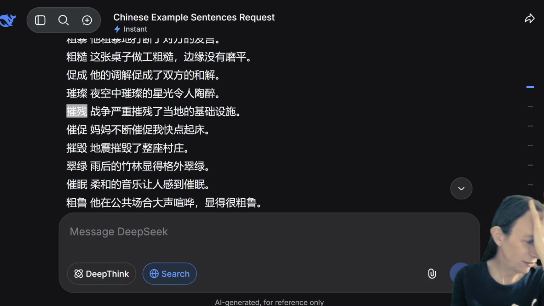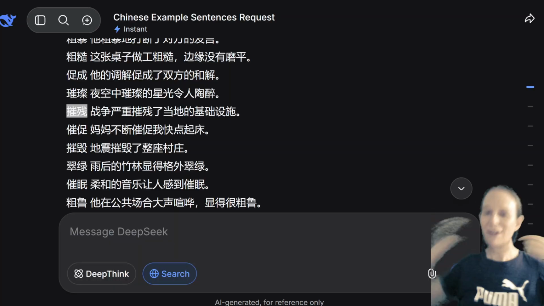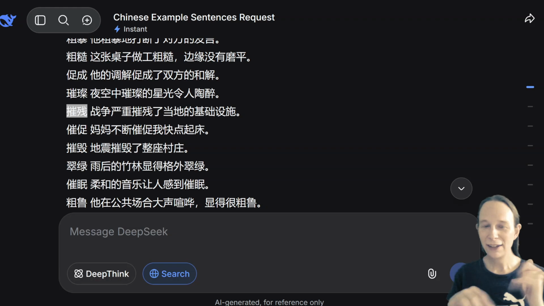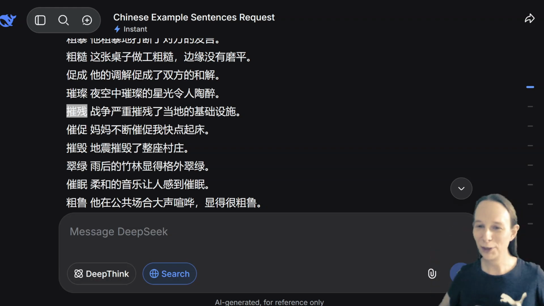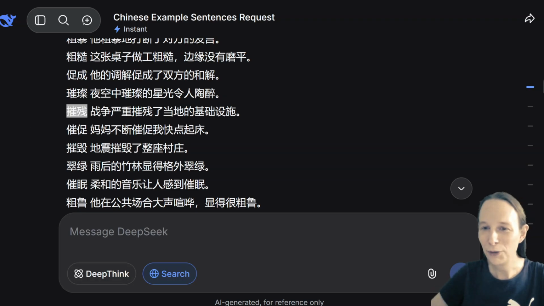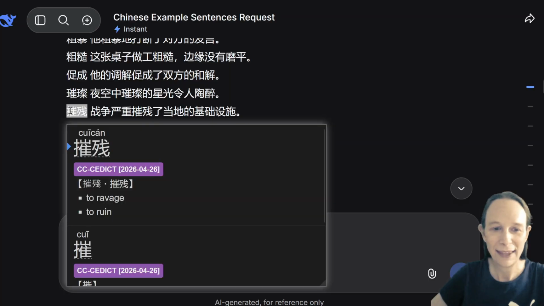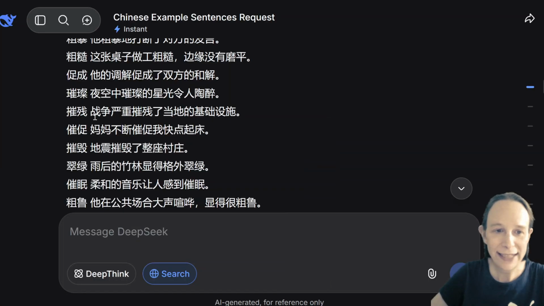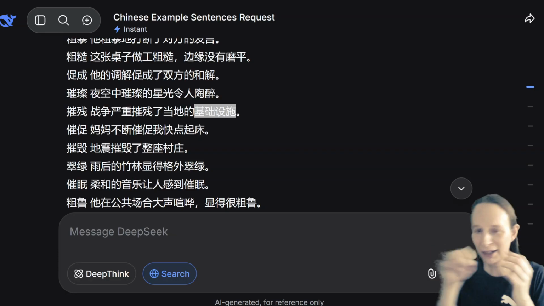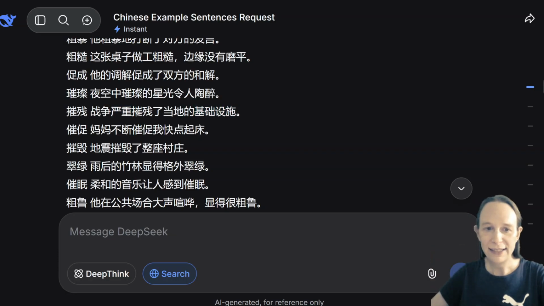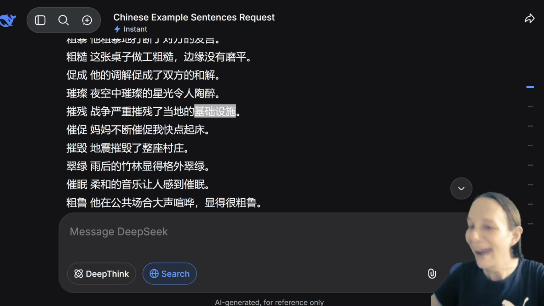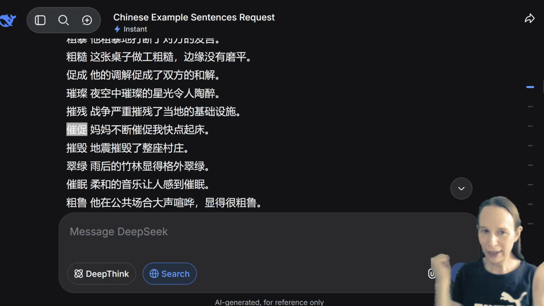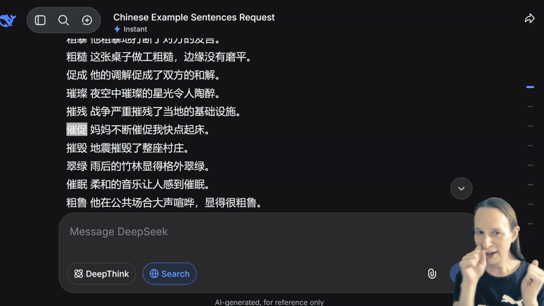Okay, 摧残 is to ravage. Sorry, not ravish, ravage. To ravage a country. It's like destroy and cause trouble and loot and pillage. Or to ruin. 摧残。战争严重摧残了当地的基础设施。So the war severely damaged the local infrastructure. All right. 催促 is urging. So you're urging someone to do something.